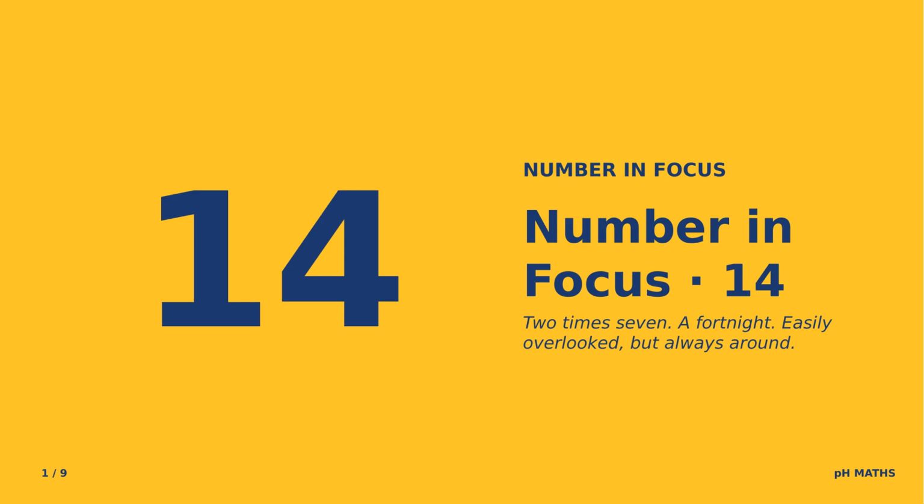Number in focus: 14. 14 is 2 times 7, the number of nights in a fortnight, and an easily overlooked multiple of 7 that turns up in highest common factor and lowest common multiple problems all the time. By the end of this video, you'll know its divisibility test, its useful mental anchor at 196, and exactly when 14 is hiding behind a problem that looks like it's about 7.